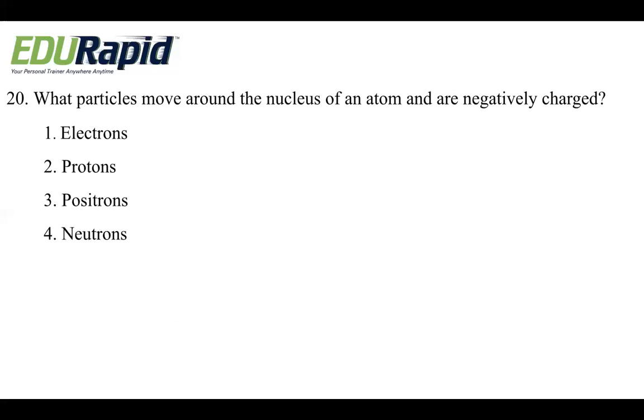What particles move around the nucleus of an atom and are negatively charged? There are some particles which are moving around the nucleus of an atom and they are negatively charged. What are they called? Electrons, protons, positrons or neutrons. So the answer is electrons.